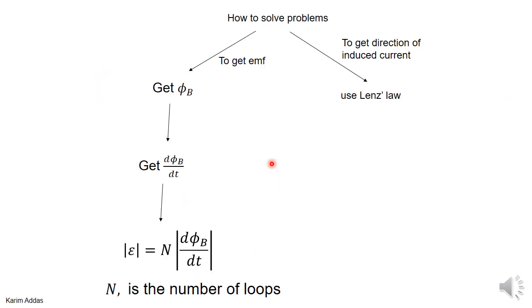So the prescription then to solve a typical problem is first to get the EMF, get the magnetic flux first, take the derivative with respect to time, then if you have more than one loop, multiply by the number of loops, and then get the magnitude of the EMF. Don't worry about any signs. So that's the magnitude of the EMF. Now, if you want to get the direction of the induced current, use Lenz's law. So this should be the way to solve most problems in this part of the chapter.